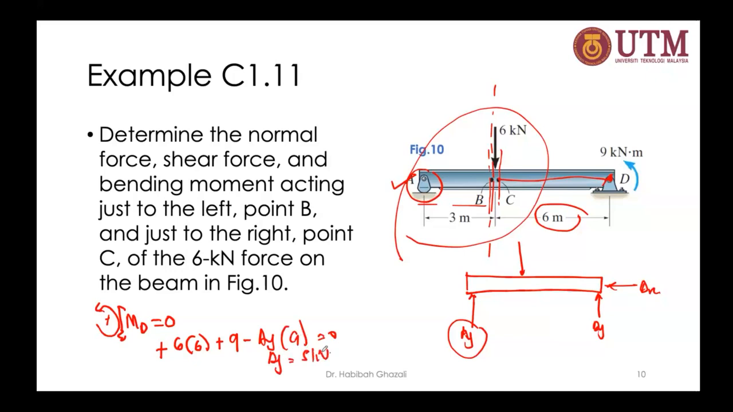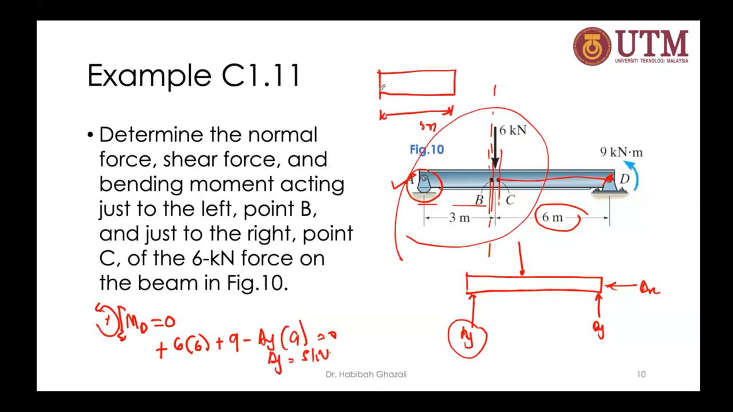kilonewton. All right, so we now have this part here, the left section of this beam. So you can do the method of sections. You section it at that point B and draw that free body diagram. So that will be like this. 3 meter.